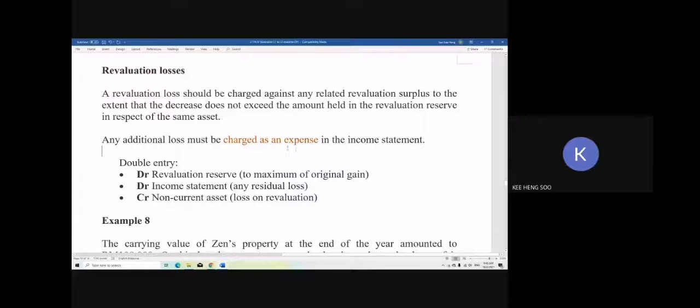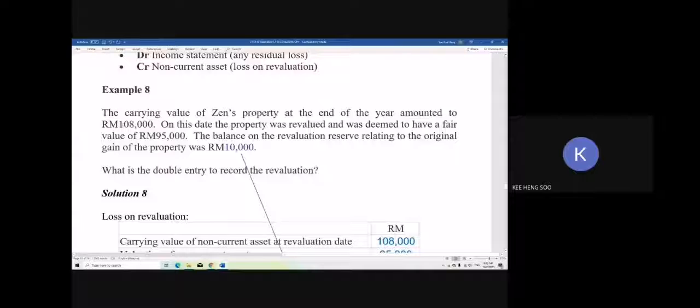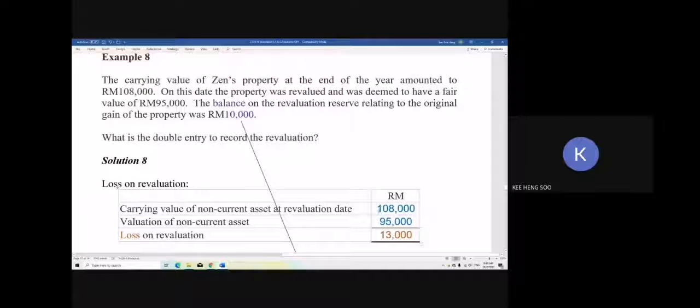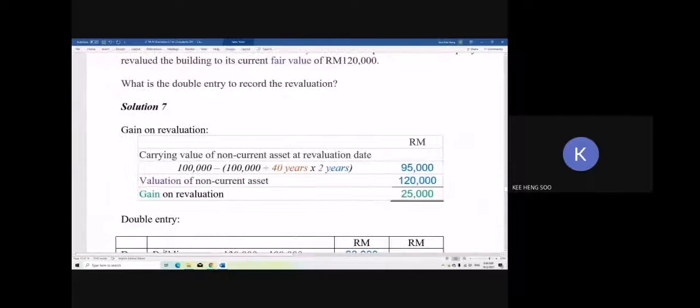So you have this carrying amount. In the question, they give you a carrying amount of 108, and the fair value is 95. Last year you had a balance of 10,000. So use your carrying amount 108 minus 95, your loss is 13. Just now the gain was 25, so now the loss is 13.